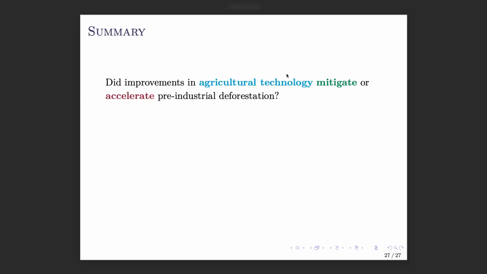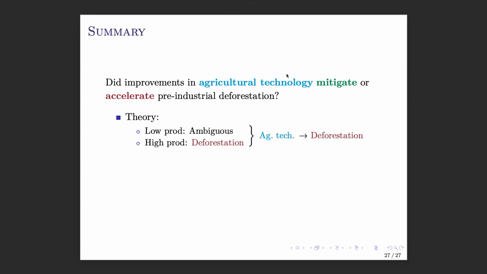Let me just summarize what we've done to try to leave something in your memory from this. The question I'm after is, did improvements in agricultural technology mitigate or accelerate pre-industrial deforestation? Theoretically, this is ambiguous.